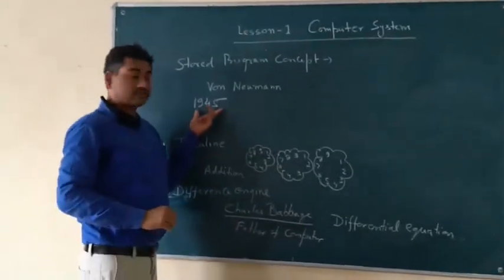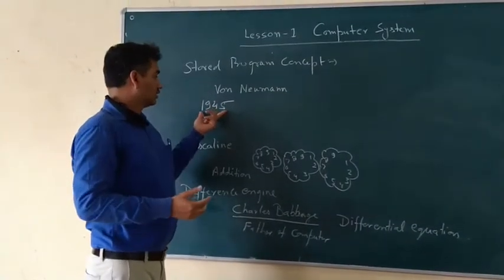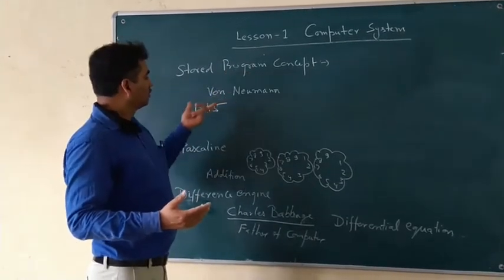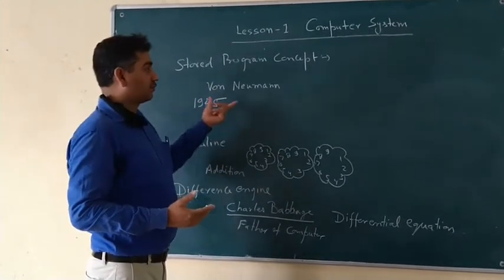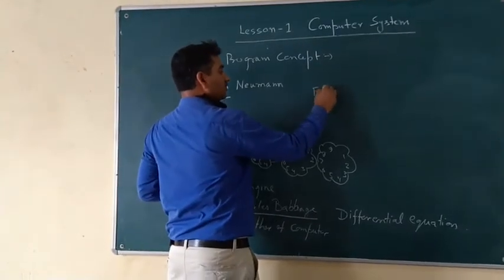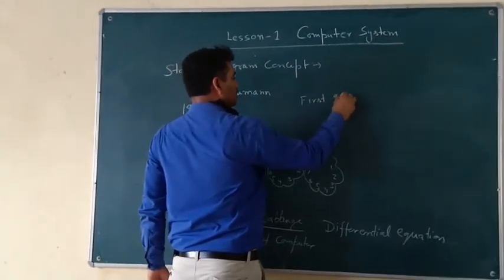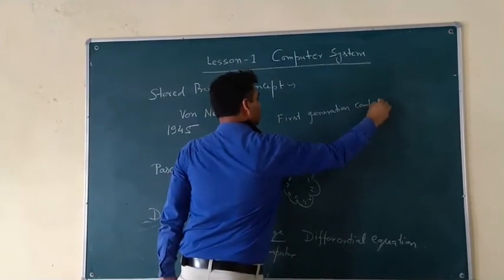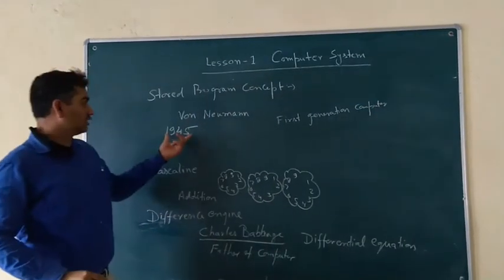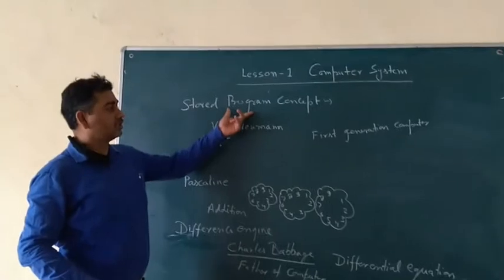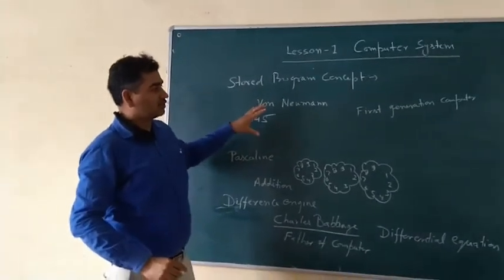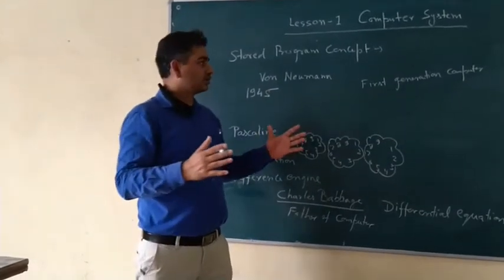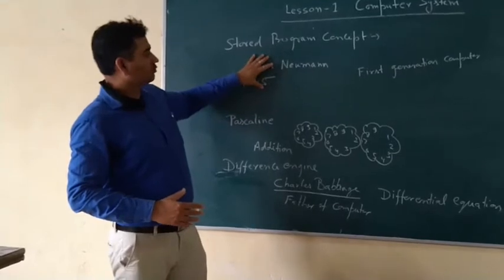1945, and after this, there was evolution of electronic devices, and this stored programming concept was implemented in the computer system, and the first generation computer was made. That was the electronic computer. The electronic computer was made using this concept, having memory and programming concept, and that is what you are seeing today. Your computer is an electronic machine having memory. So the concept came from this.